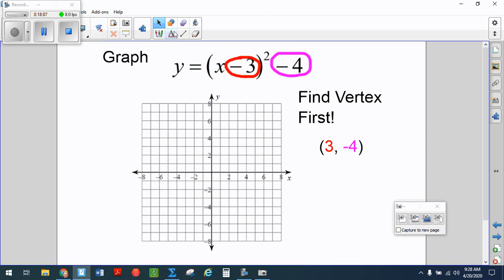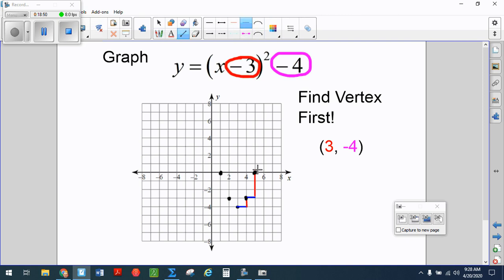Okay, we plotted the vertex. I'm going to put it back on there at 3, -4. So from here, if I were to go over 1, up 1, I'll get another point. And I can do that in both directions. Then I'm going to go over 1, up 3, let's get another point. And I do that in both directions.